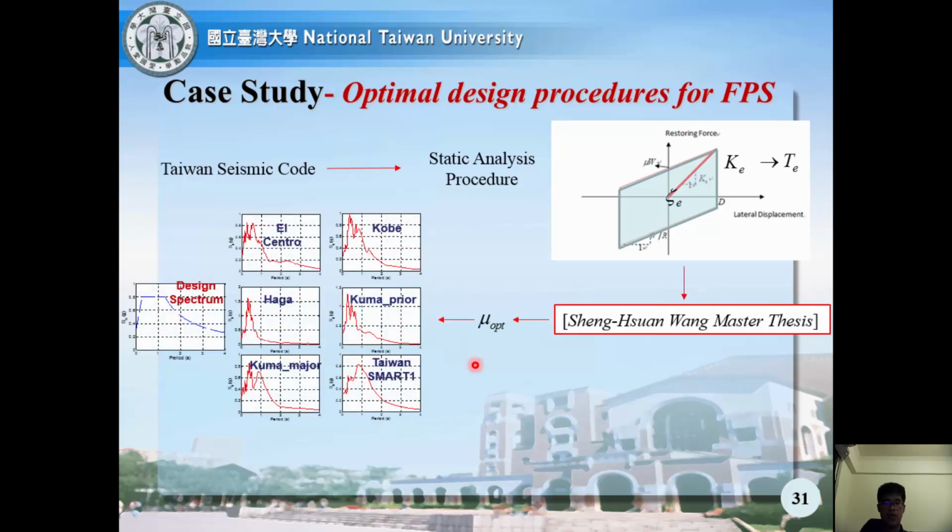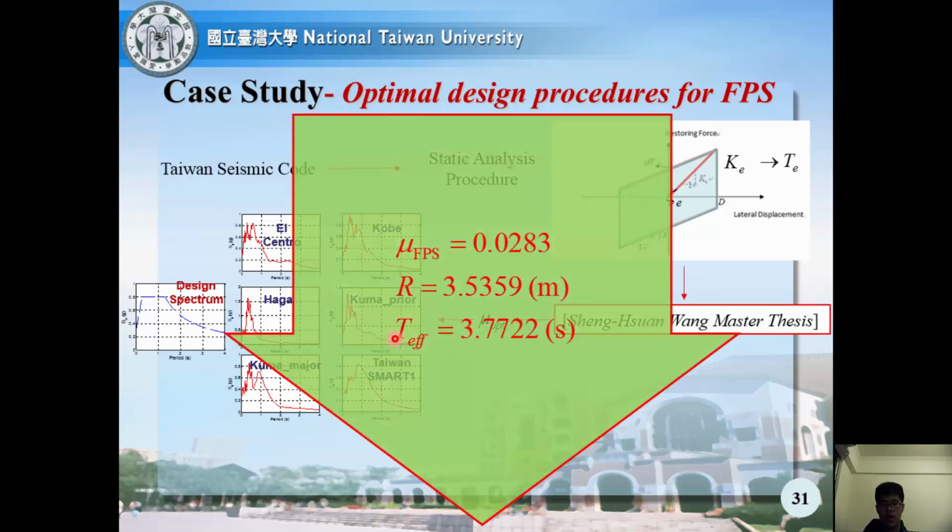And except for the 5 earthquakes we discussed in the parametric study, a near-fault earthquake, named Taiwan Smart 1, is further considered in this section, which was recorded at the Wudong Station during the Hualien earthquake in 1986. And finally, we can get our design parameters for the friction pendulum system.